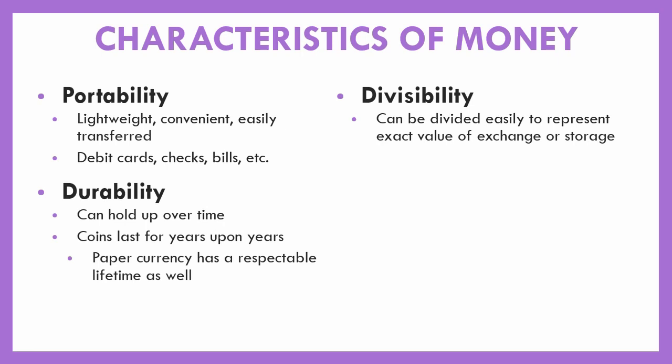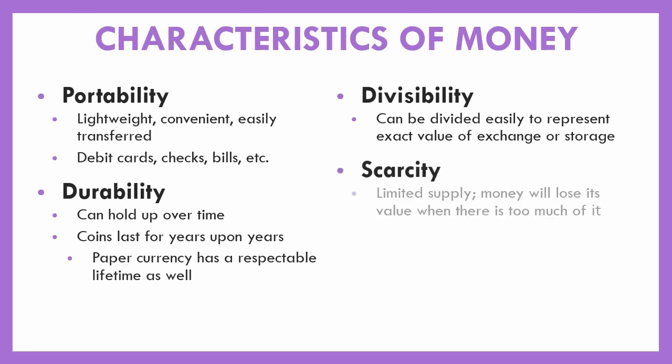That's extremely divisible, and money would be a lot harder to handle if our smallest denomination was like a $10 bill, right? And then finally, scarcity. We talk about this idea that if there's too much of it, it's going to lose its value, right? The more of something there is, the less valuable it becomes.